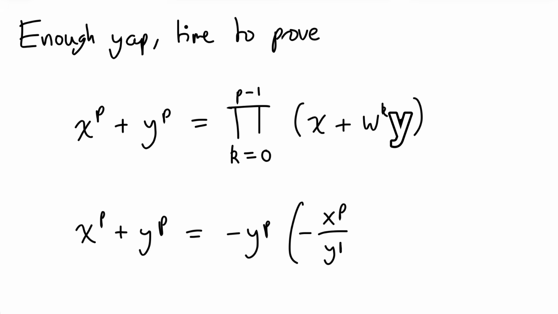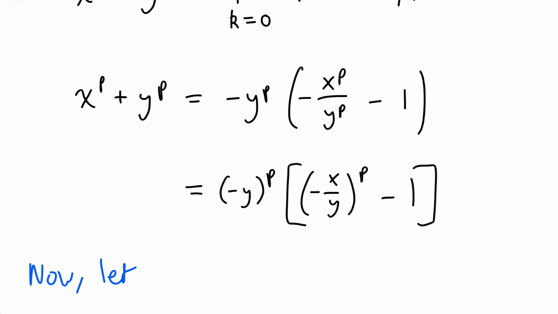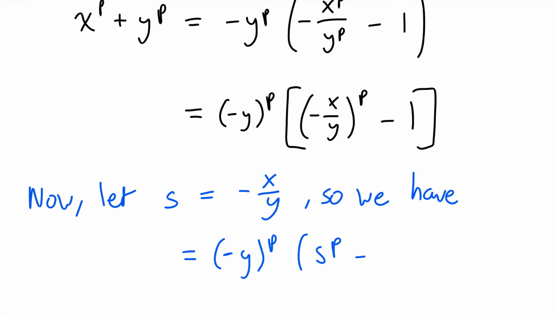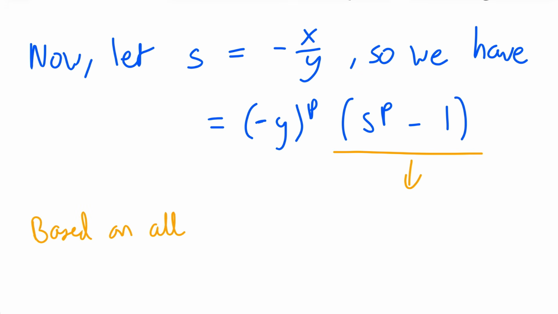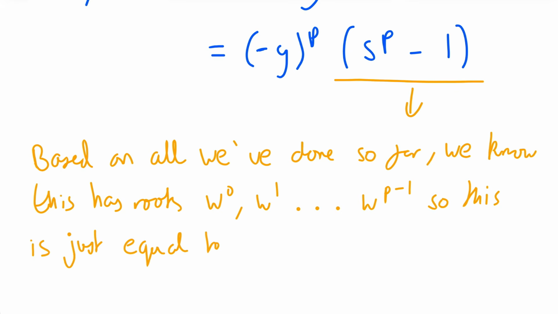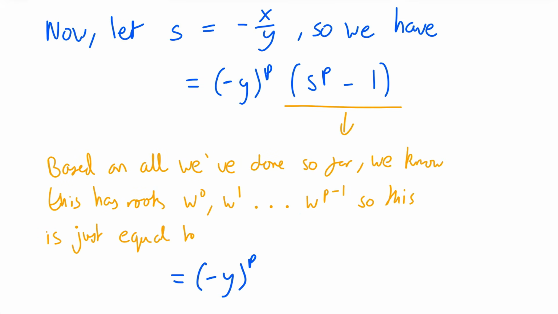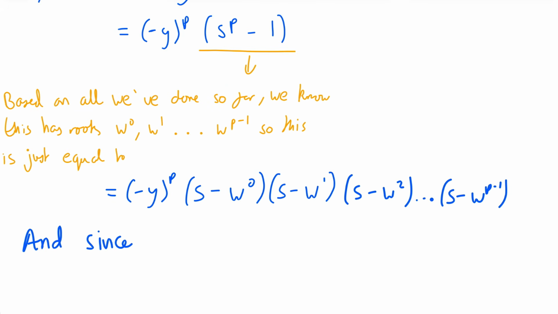Firstly, we pull out a factor of minus y to the p. Now since p is odd, we can stick this exponent outside the bracket. Now we're going to let s equal minus x over y. So we have minus y to the p times s to the p minus 1. From all of our previous work, we know that the roots of s to the p minus 1 are our roots of unity, so by the factor theorem it can be written like so, where we have minus y to the p times (s minus omega to the 0) times (s minus omega to the 1), and so on until (s minus omega to the p minus 1).